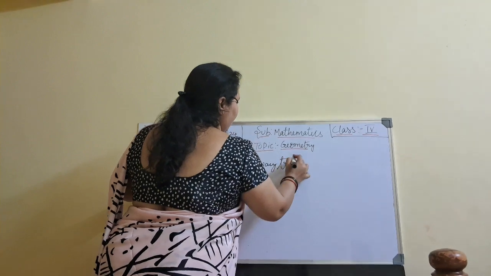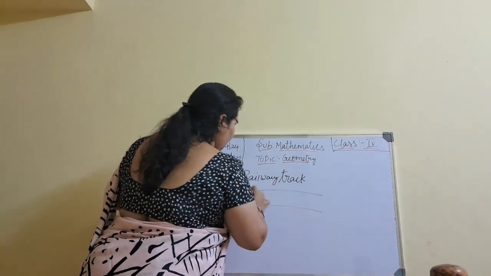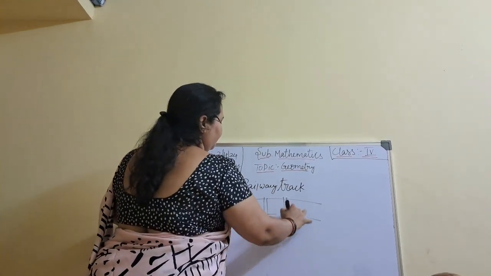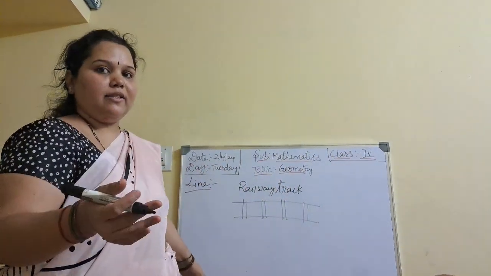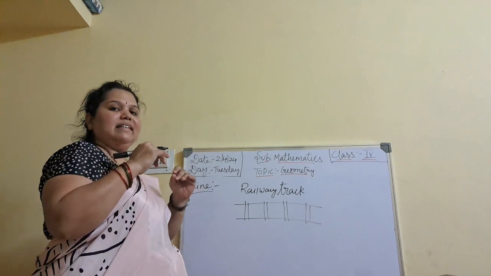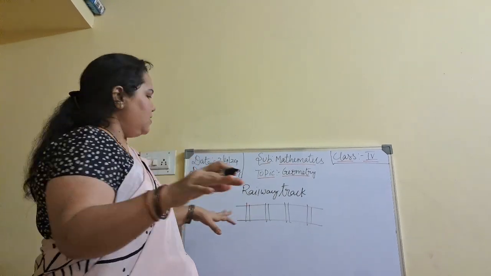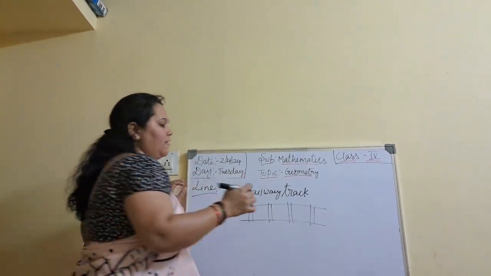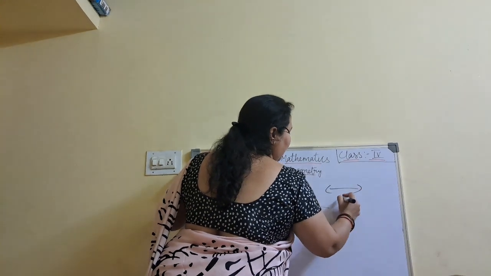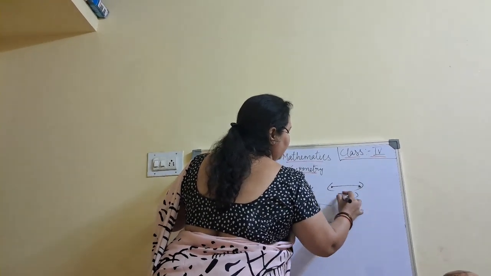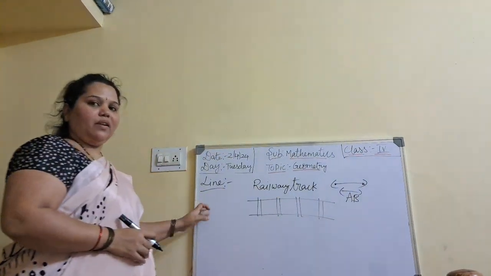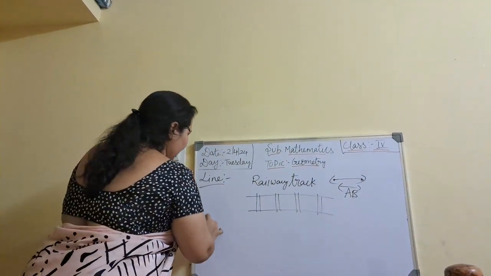See, a railway track keeps on moving, no? See here, it keeps on going. And a road also keeps on going. It doesn't have end points. So this is the example of a line, like this, AB. And then one more thing, a ray.